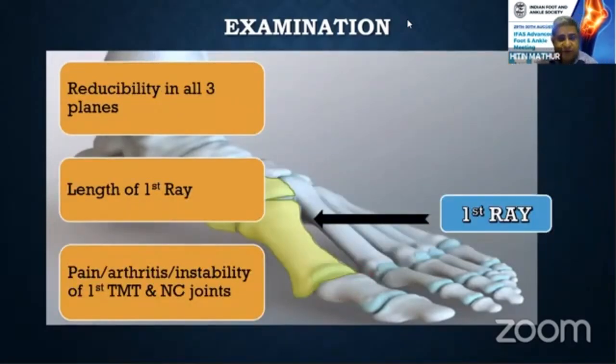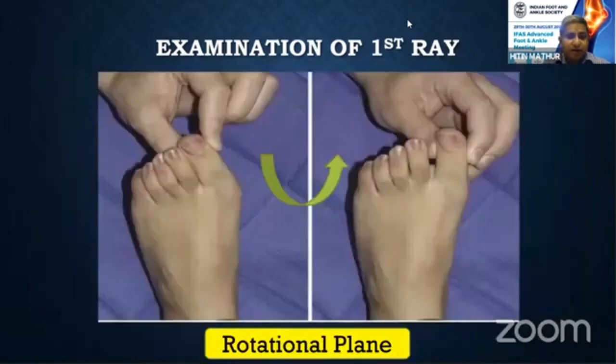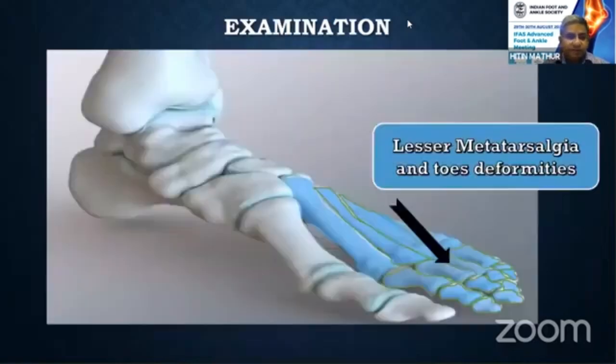As far as the first ray is concerned, you should look for motion and reducibility of the first ray in all 3 planes. You should also look for the length of the first ray and pain, arthritis, and instability of the first TMT or the navicular cuneiform joints. This is a picture which shows how you examine the first ray in the sagittal, the transverse, and the rotational plane, and the reducibility or the flexibility of the deformity in all 3 planes.